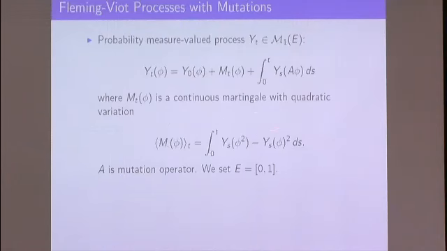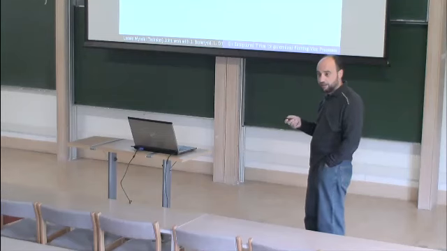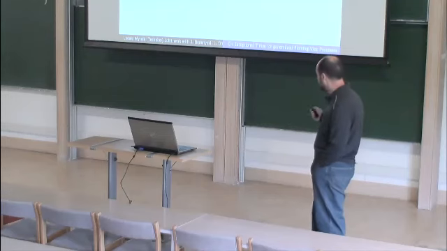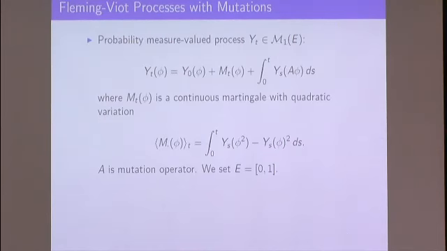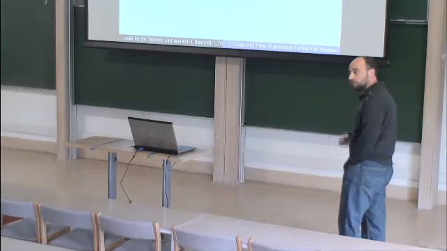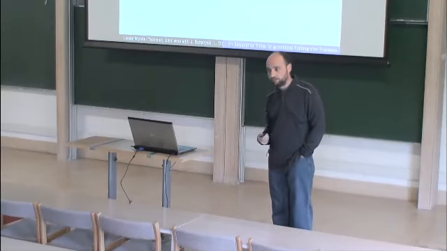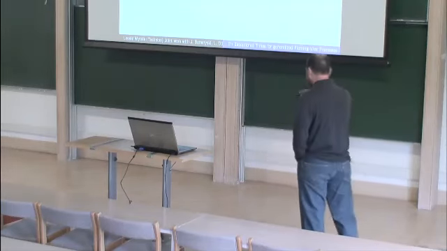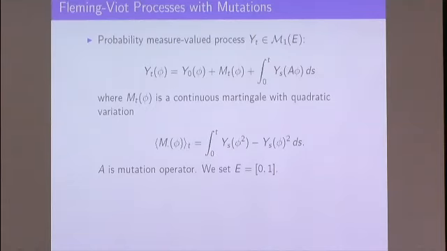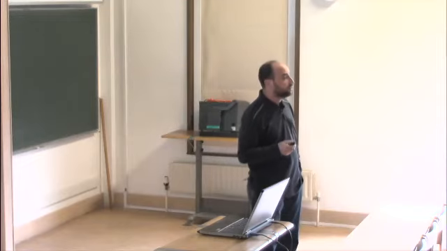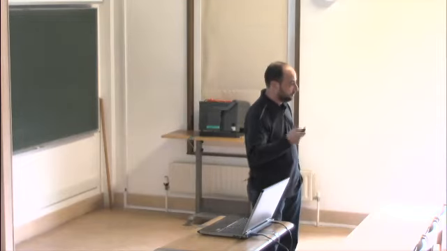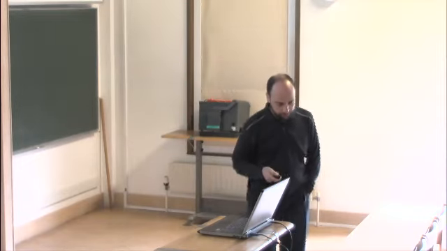You can easily check that if you put 1 here, then the probability mass is preserved. You immediately get 0 quadratic variation, and from the other term you also get 0. So you start from a probability measure, you stay with a probability measure. For the purpose of this talk, it's not very important, we'll take E to be the interval [0,1], the space of types.